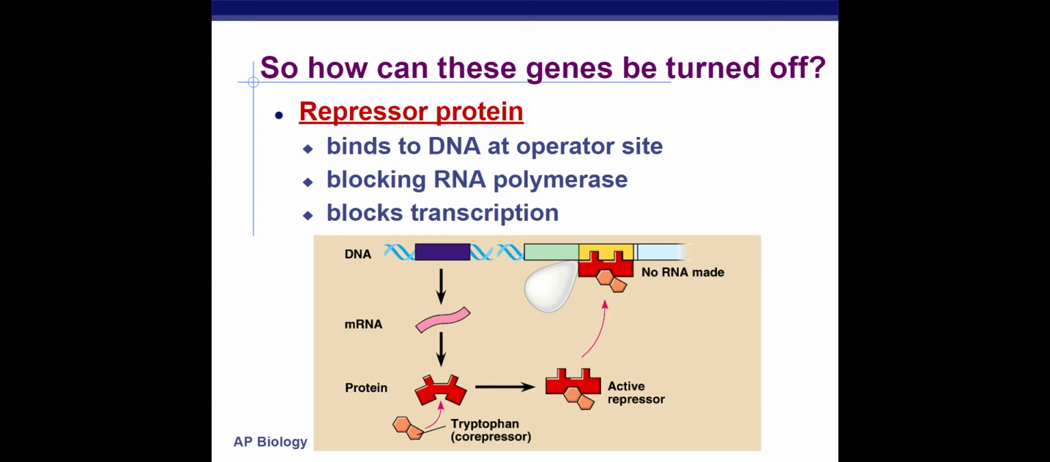lactose or the lac operon. It would be stuck there, and then in the presence of lactose, it would attach to the repressor molecule, change the shape, and it would release from the operator. We're going to look at those two examples in a little more detail tomorrow.